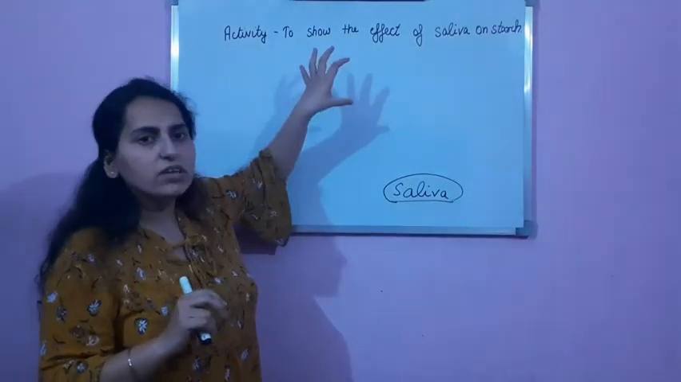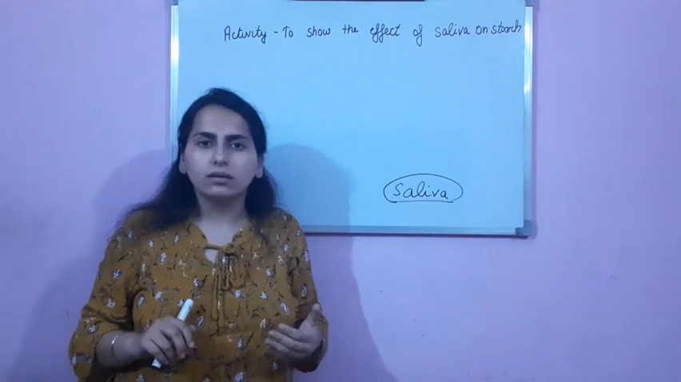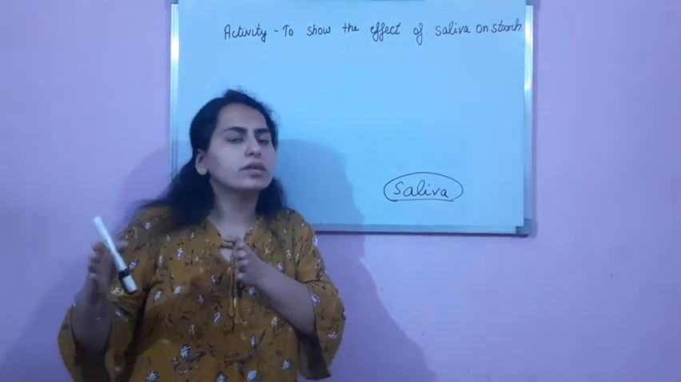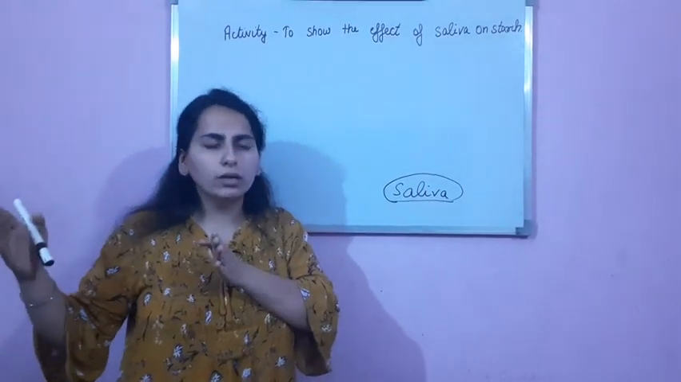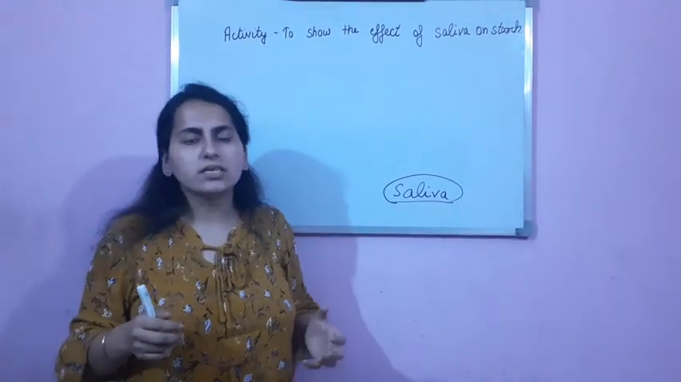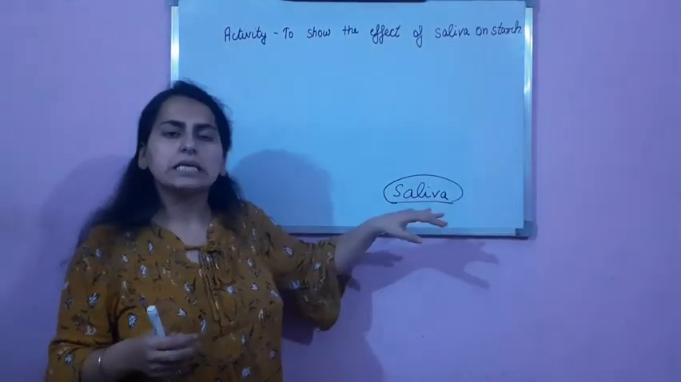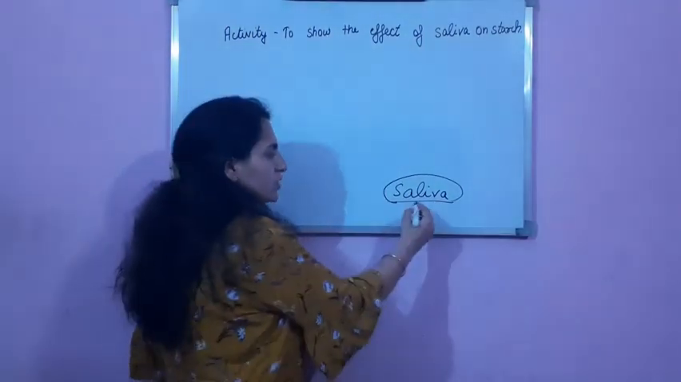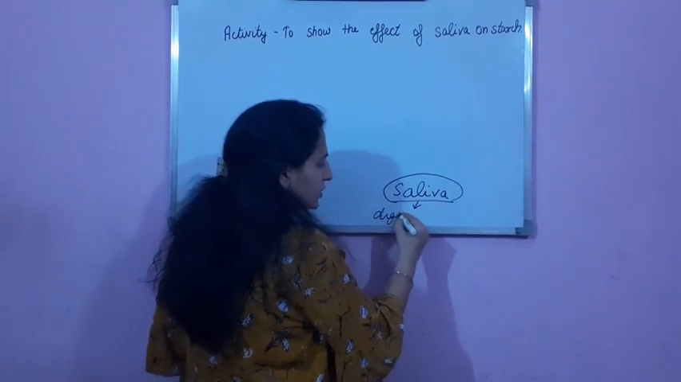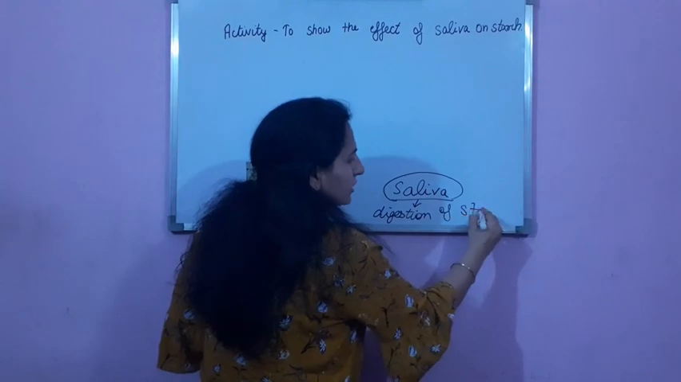Now, its function is to digest the starch. So basically digestion. Digestion is the process of breakdown of complex component of food into simpler substances. So the process of digestion starts inside your buccal cavity with the help of this saliva. And what is its function? It helps in the digestion of starch.